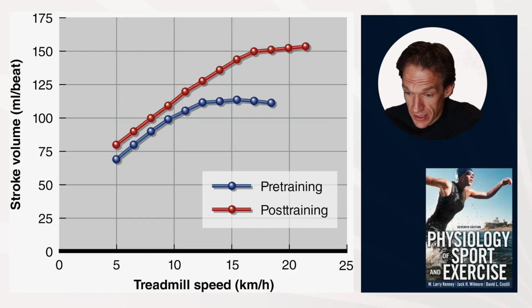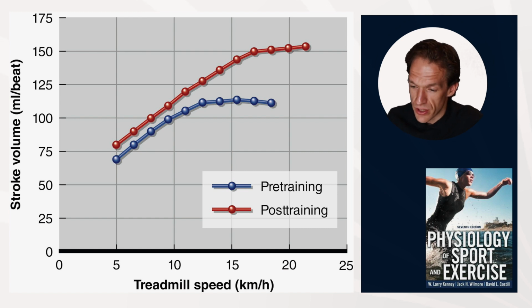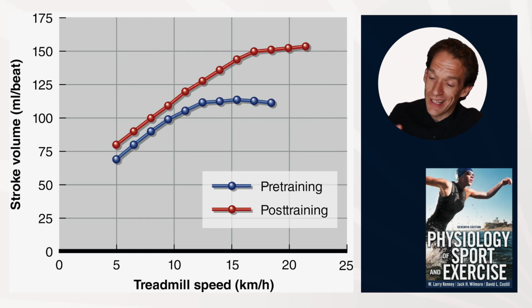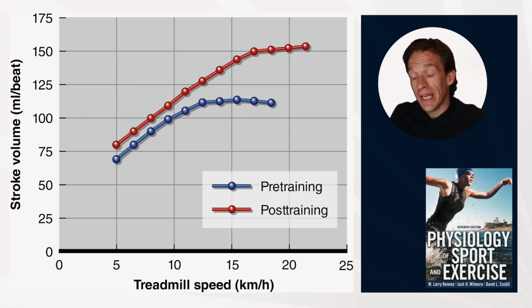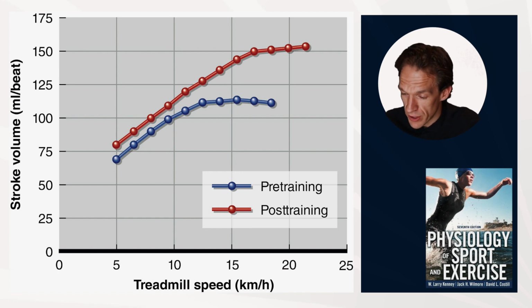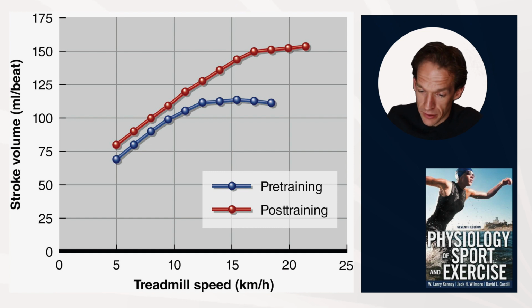In this graph, you can see stroke volume and training effects. On the horizontal axis, you can see treadmill speed, while on the vertical axis you can see stroke volume, and the blue line shows pre-training while the red line shows post-training. And as the intensity goes up, you can see that for both trained and untrained people, stroke volume goes up. Trained people post-training always have a higher stroke volume, and their maximum stroke volume has increased, which corresponds to a higher treadmill speed that they can reach at maximum intensity.